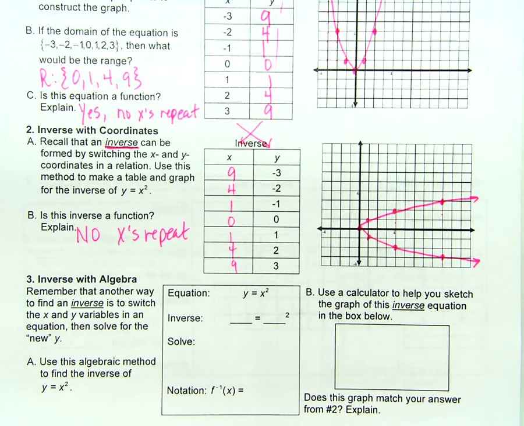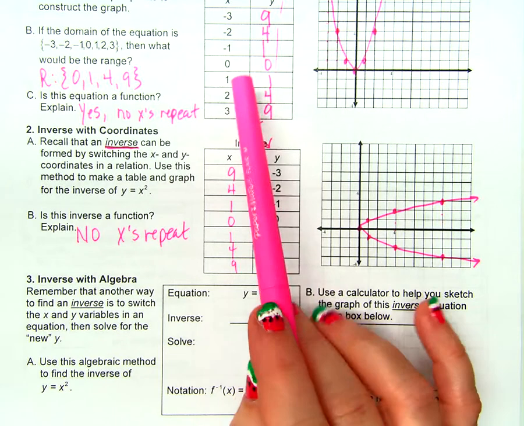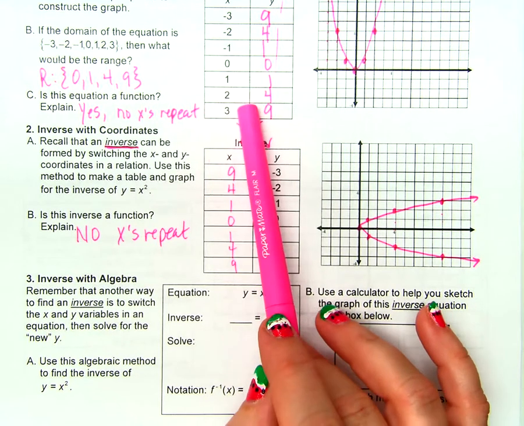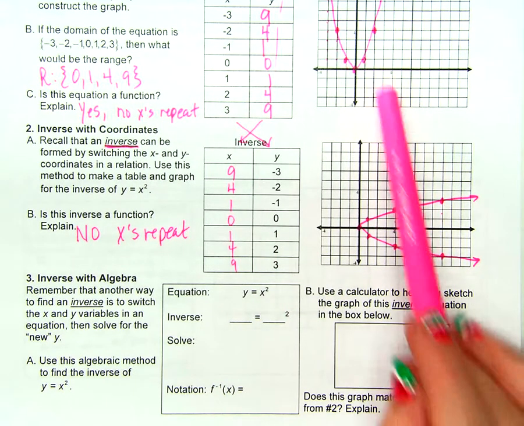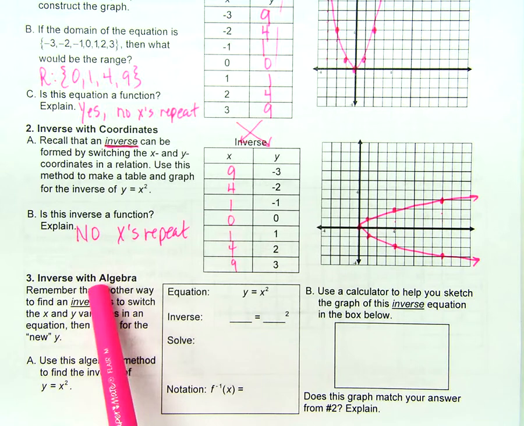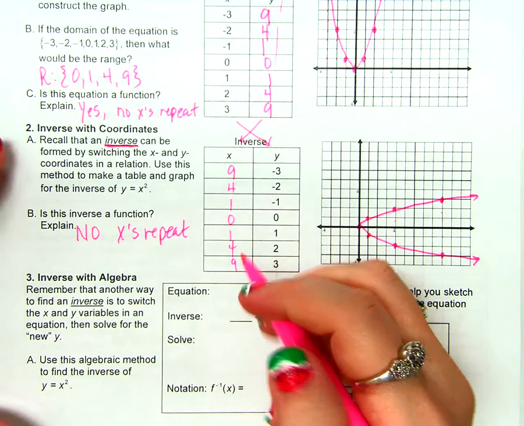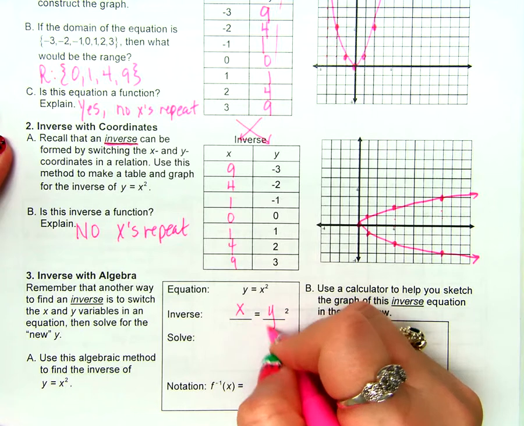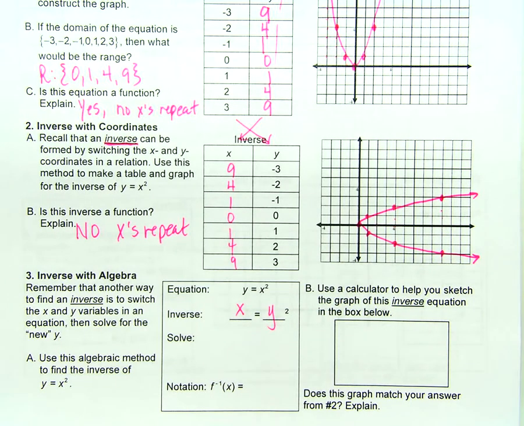Okay. So if we find the inverse of a table by switching x and y, and if we find an inverse of a graph by switching x and y, how do you think we're going to find the inverse with algebra? Oh my gosh, switch x and y. So that means x is here and y is here. So x equals y squared.